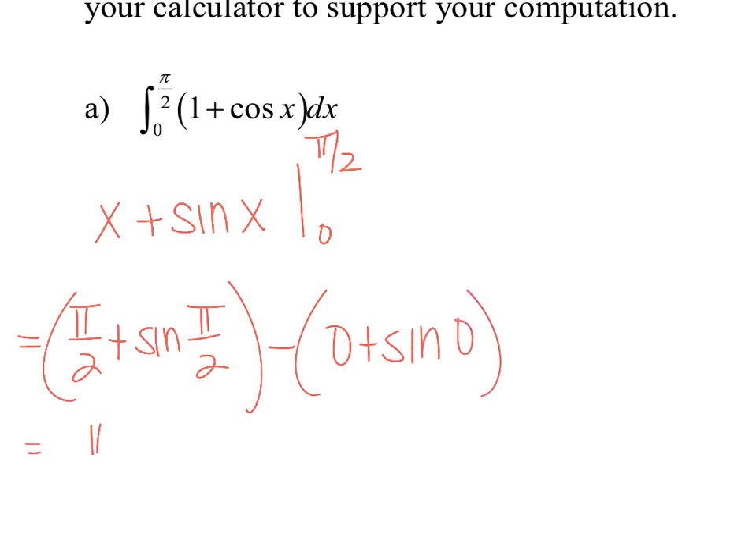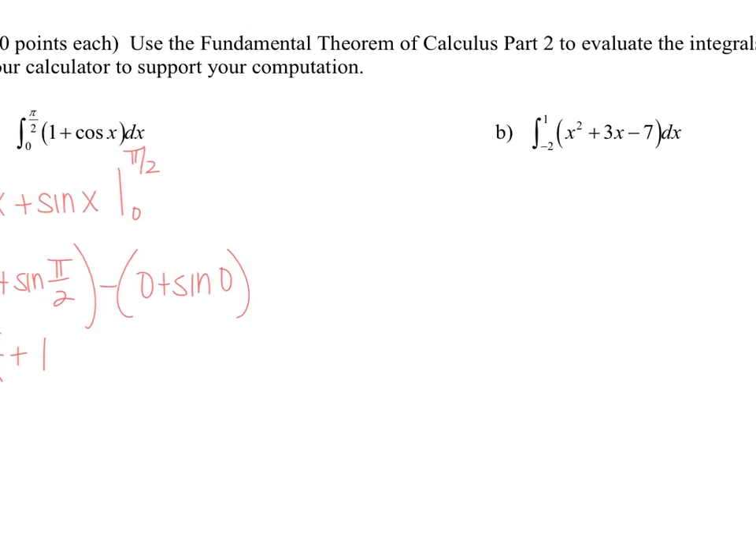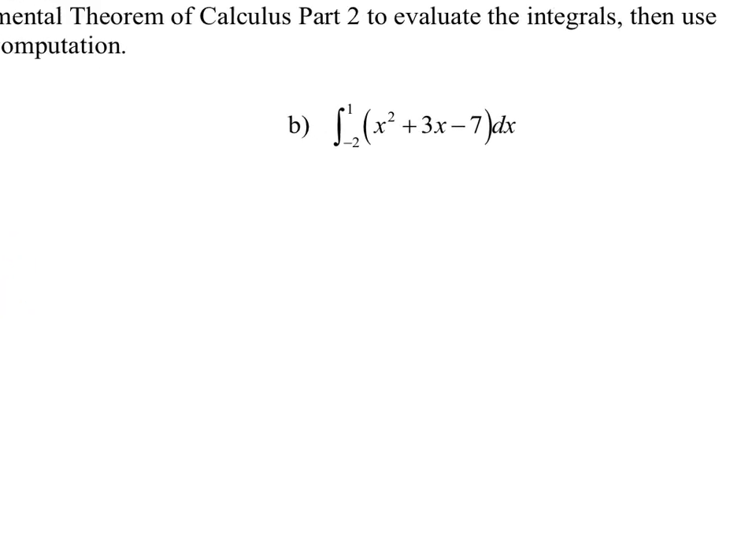And sine of pi halves, I saw a bunch of charts, which is awesome. Sine of pi halves is 1, sine of 0 is 0, so it's just pi halves plus 1. And your calculator probably gives you that exact answer if you put it back into exact mode.